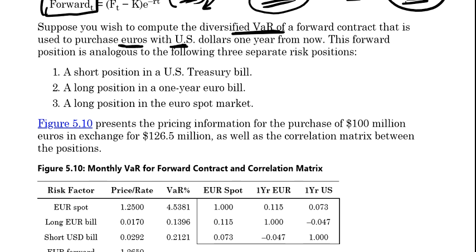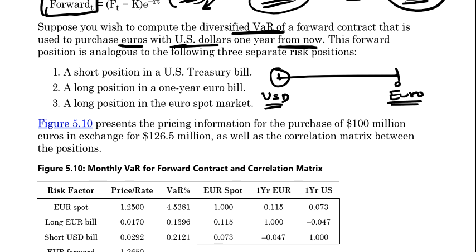Now we are supposed to calculate the diversified VaR for the forward contract that is used to purchase euros with US dollars 1 year from now. What does this really mean? I am standing today here. This is the end of year 1 and I am going to purchase euros with US dollars. Means I have USD in my hand, but at the end of the 1 year I will have euros in my hand, but I don't want the price fluctuation, so I fix it today.